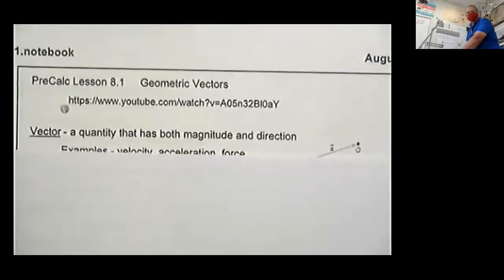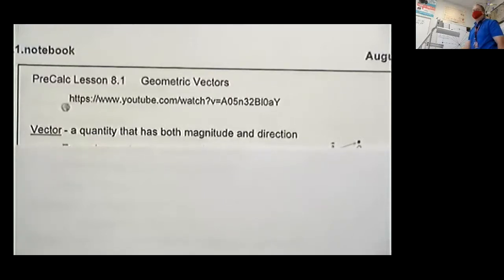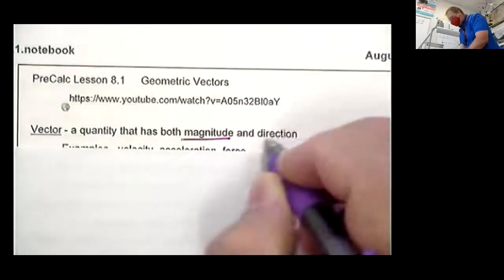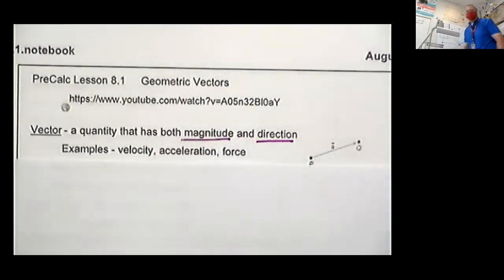What is a vector? A vector is a quantity that has both magnitude and direction. A lot of physics applications are vectors. For example, if I say 3 feet, 3 feet is not a vector because there's no direction. But if I say 3 feet north or 3 feet east or 3 feet up, that gives it a direction and turns that magnitude into a vector. So it's a quantity that has both magnitude and direction. Examples of vectors are velocity, acceleration, and force. There are others.